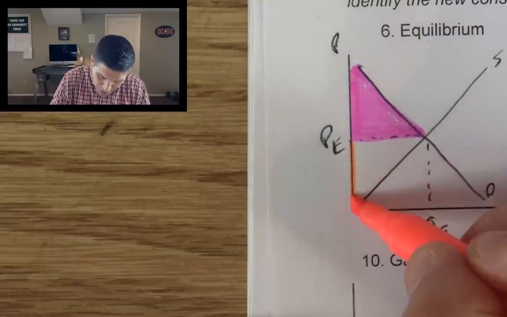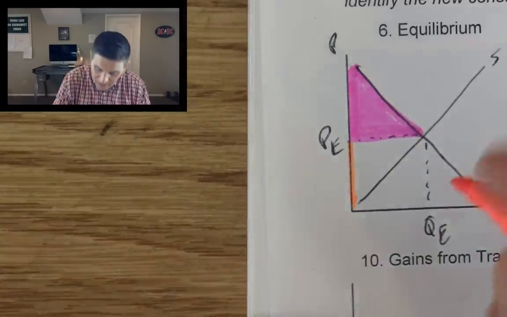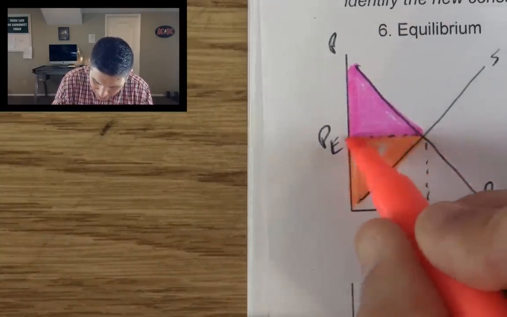So that's producer surplus right there for them. Somebody else is willing to sell it for $5 and they can sell it for 10. And that keeps going on all the way up, and that's producer surplus. You got it. You know what it looks like.